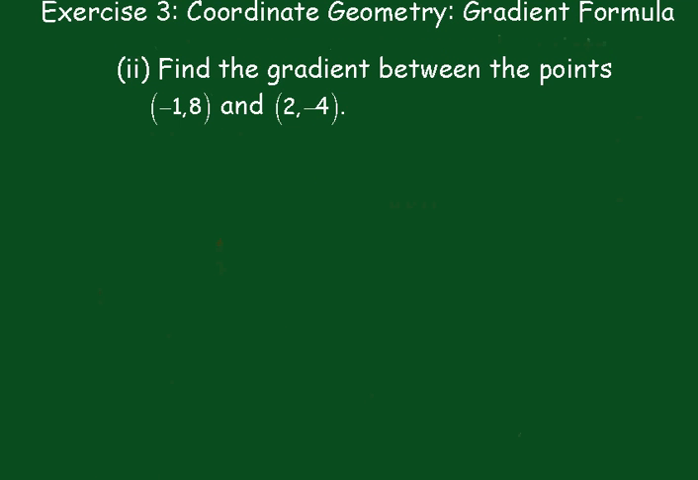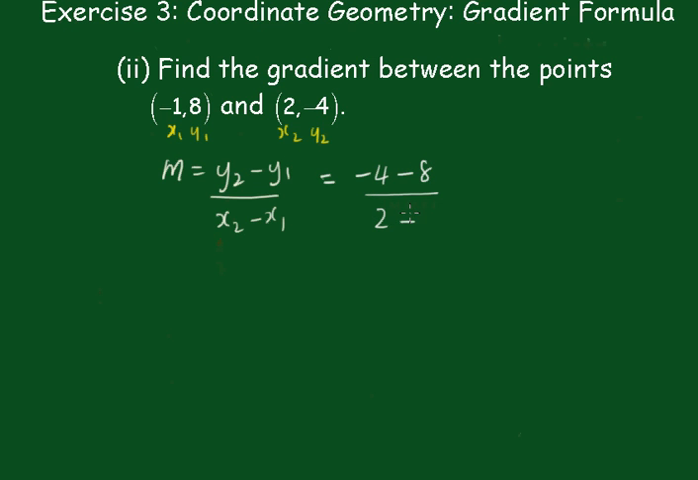Okay, the next one. Writing the formula down again, because each time you write down this formula, it helps you remember it. Okay, now we're putting in the x1, y1, x2, y2. This just prevents any sort of reading error by popping that down. Okay, and that's going to give me -4 minus 8 over 2 take away -1. That's going to give me -12 over 3, which gives -4.